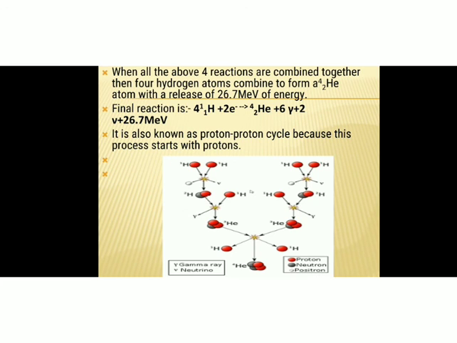So the energy generation in the sun is due to thermonuclear fusion, and thermonuclear fusion is a multi-step process. It occurs in 4 stages, and among those 4 stages, the first 3 stages occur twice, and the 4th stage occurs only once in the sun. And high temperature and pressure are required for the thermonuclear fusion reaction to occur.